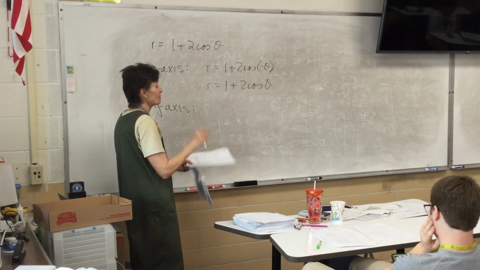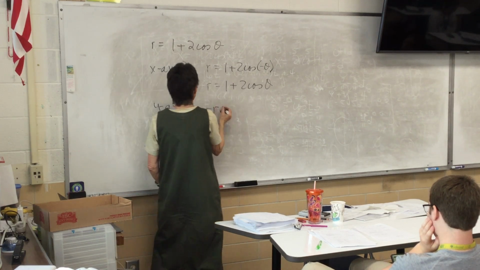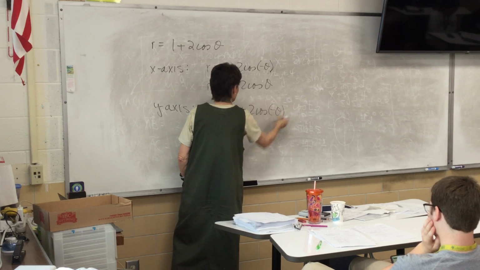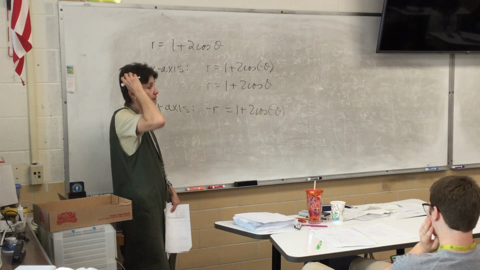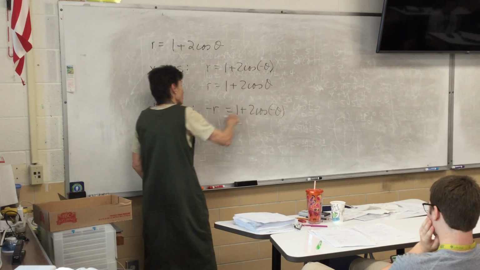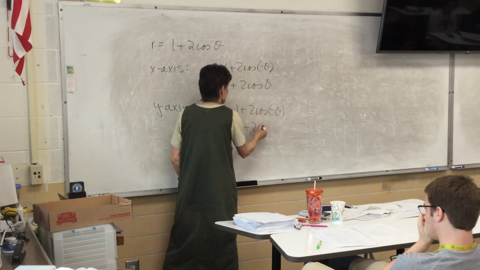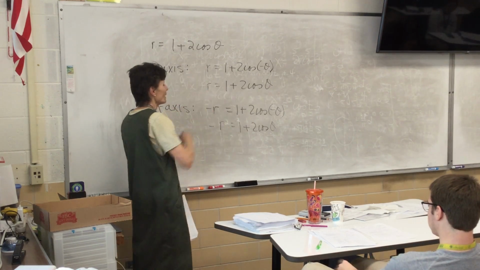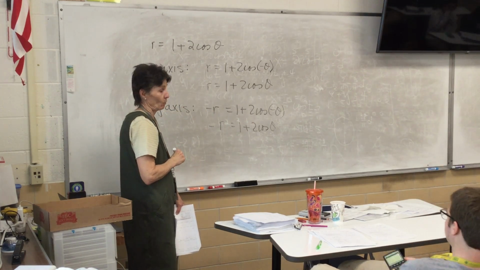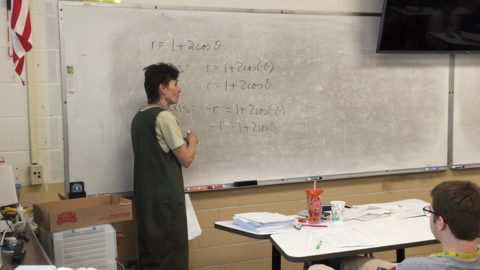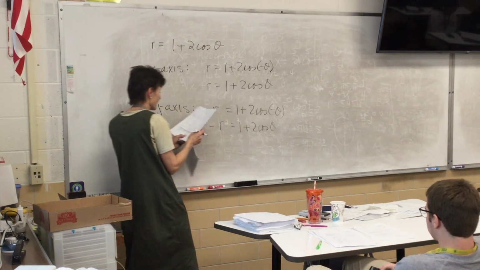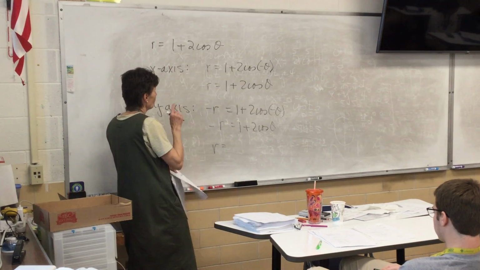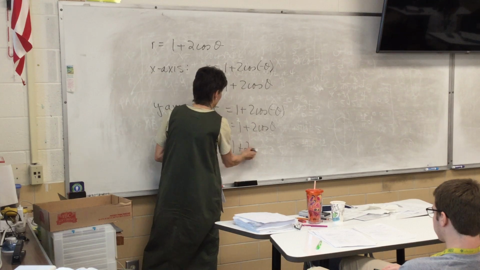The first test says make them both negative. So negative r equals 1 plus 2 cosine negative theta. Now we just talked about that, it is going to become 1 plus 2 cosine theta. So is this going to be the same equation as the original? No. So that test didn't work. So now I have to go to the second test, which says replace theta with pi minus theta.